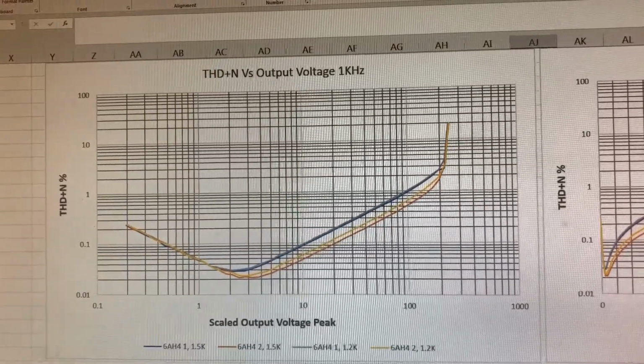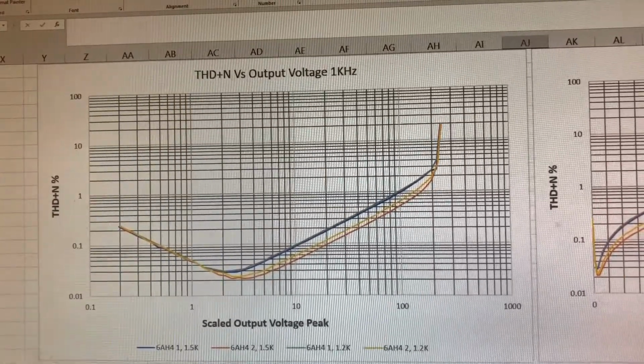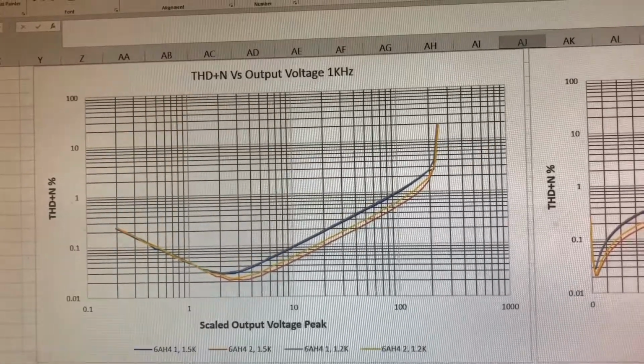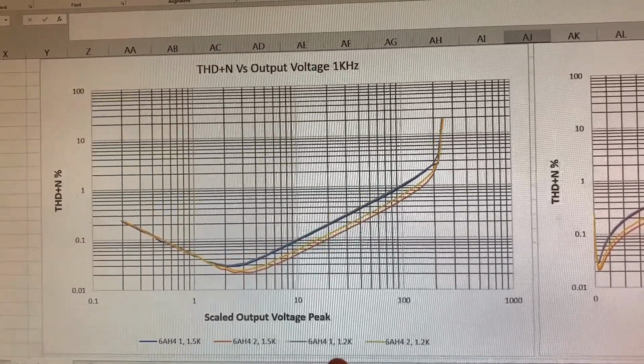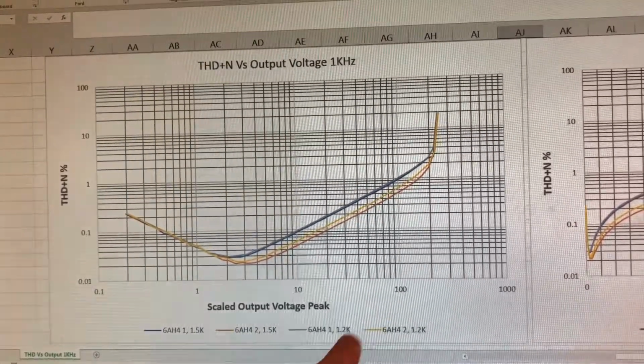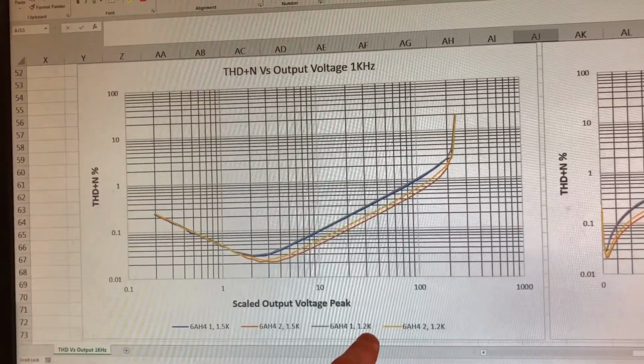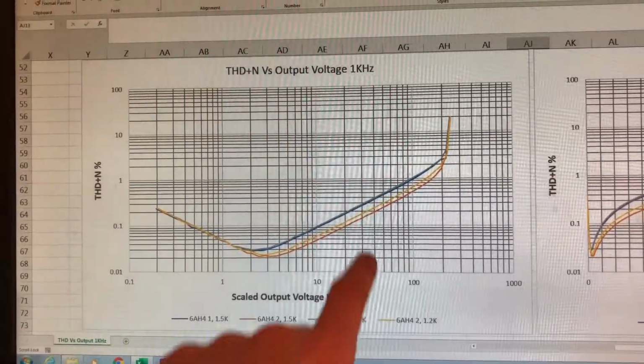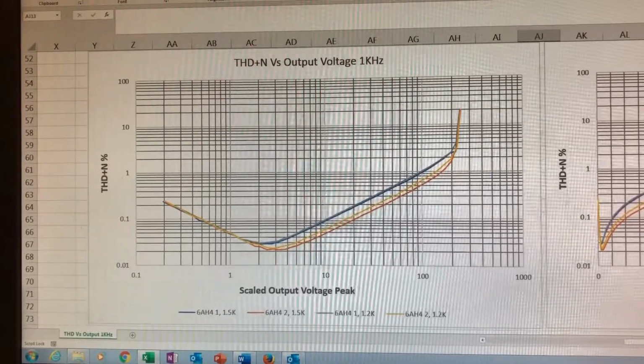So I'll spend some time once we get further along and build the driver digging into this, maybe a little bit more into why that's the case. But I'm wondering, or thinking, that maybe it's because of the lower degeneration that we have with an unbypassed cathode resistor in our 20 milliamp case. I'm wondering if that's what's affecting our performance.